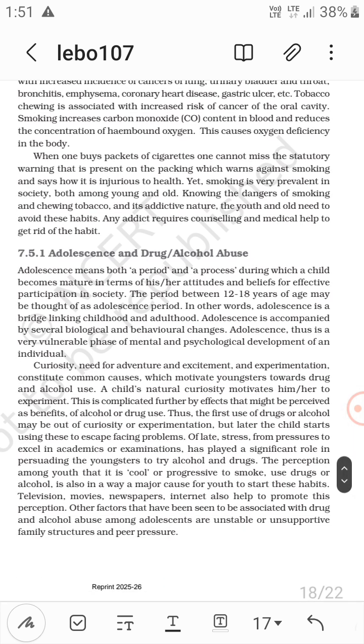Now, adolescence and drug and alcohol abuse. Adolescence means both a period and a process during which a child becomes mature in terms of his attitude and beliefs for effective participation in society. The period between 12 to 18 years of age may be thought of as the adolescence period.